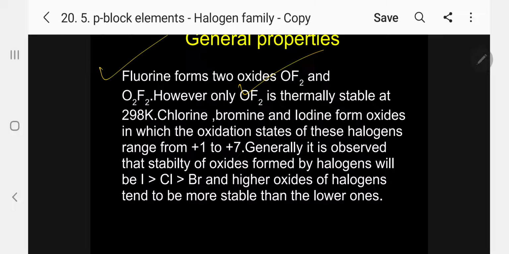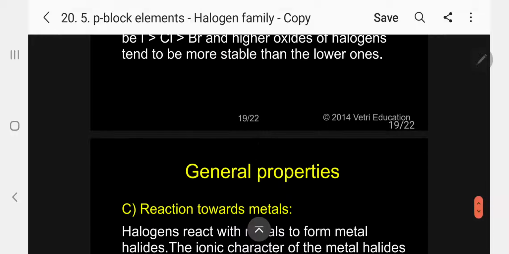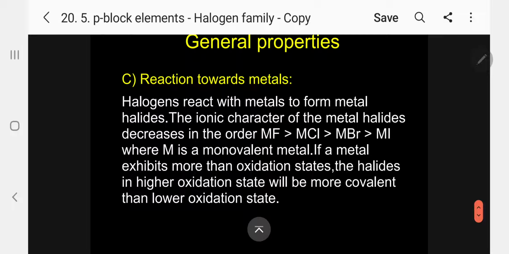Chlorine, bromine and iodine form oxides in which the oxidation state of the halogen ranges from +1 to +7. Kindly follow. Generally, it is observed that the stability of oxides formed by halogens will be iodine greater than chlorine greater than bromine. And the higher oxides of halogens tend to be more stable than the lower ones. Kindly follow.